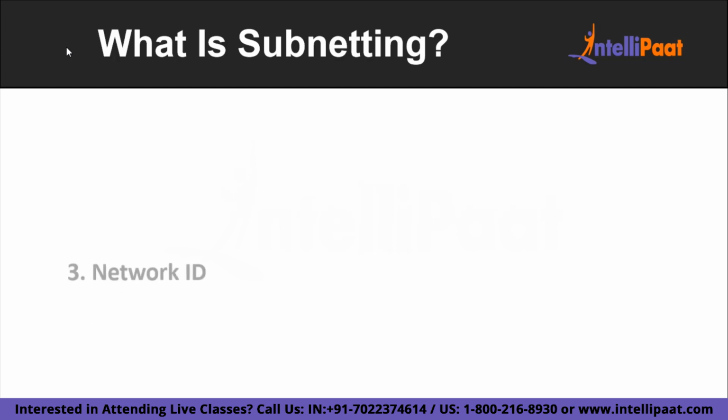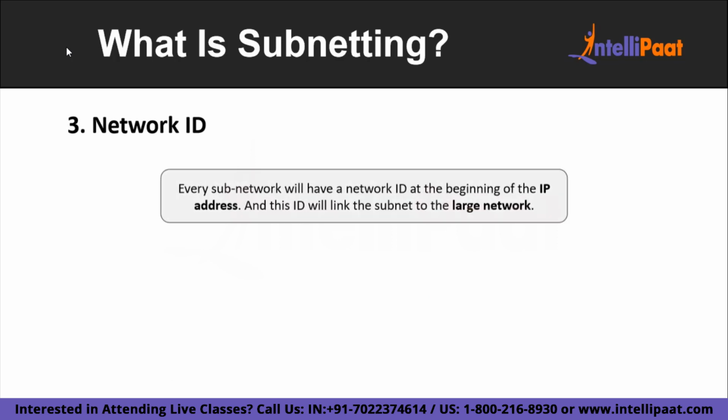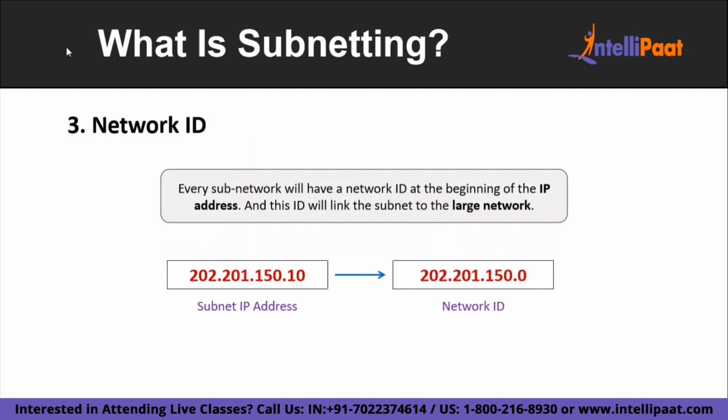Then we have a network ID. Every subnetwork will have a network ID at the beginning of the IP address, and this ID will link the subnet to the larger network. It is the first address in the network. I mean, it cannot be a random IP address, but it must match with the network mask in a binary view. Here is a sample example of a network ID for your reference.